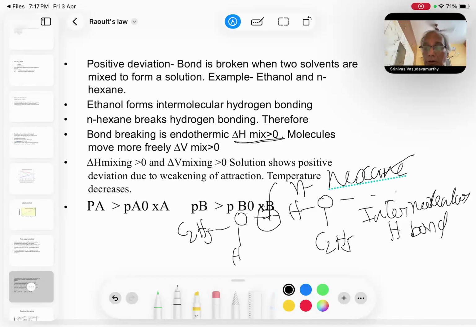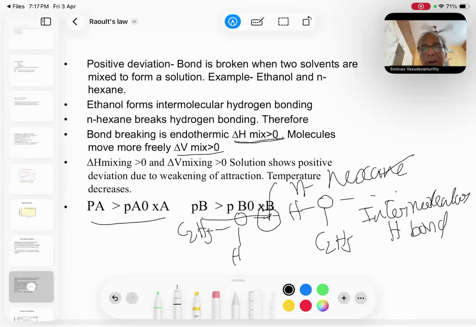Now the bond is broken. So what happens? The molecules are more free to vaporize. They can vaporize easily and move more freely now. Delta V mixing is greater than 0 because the molecules occupy more space, since the hydrogen bonding is broken. Now they can move more easily to the vapor phase. So PA is greater than P naught A into the mole fraction of A.